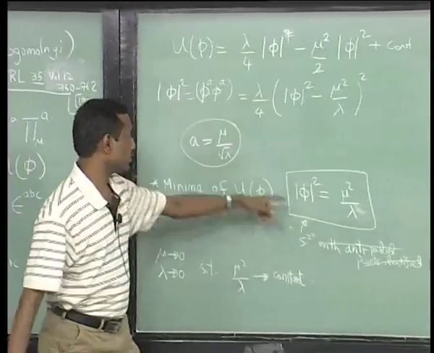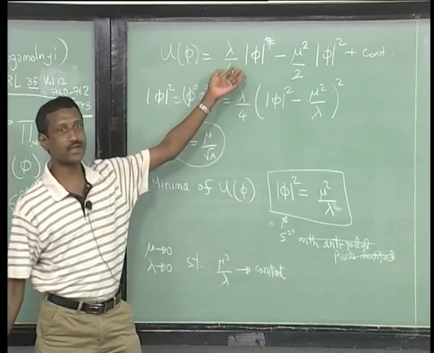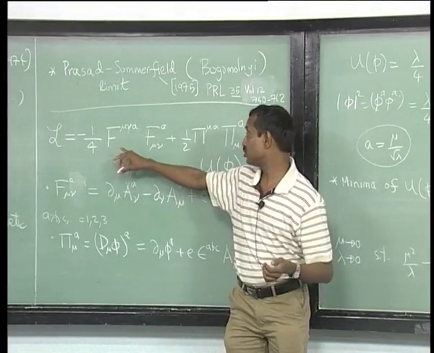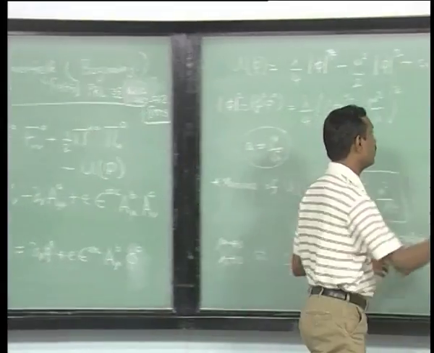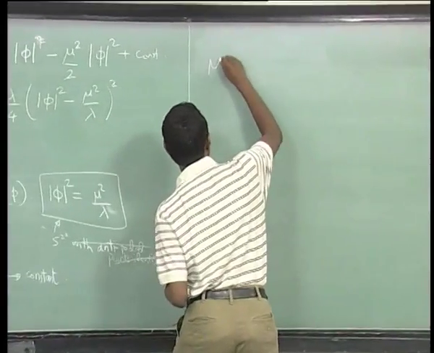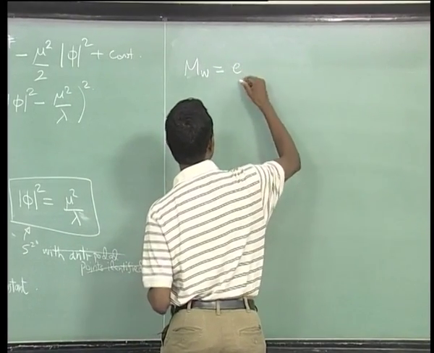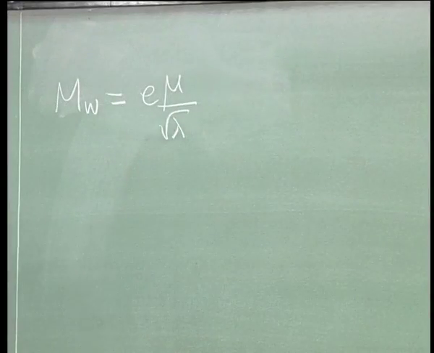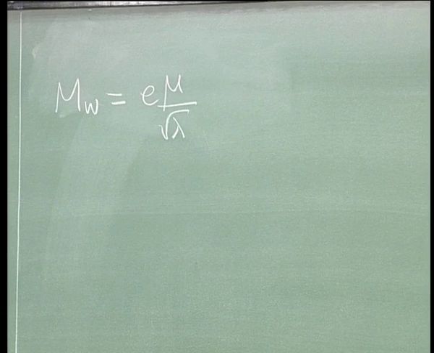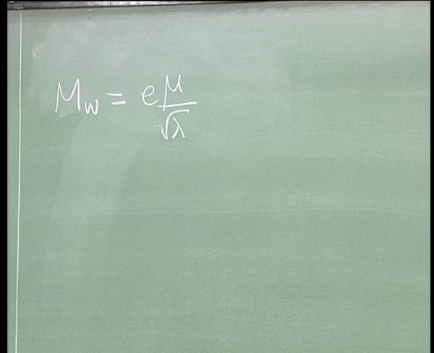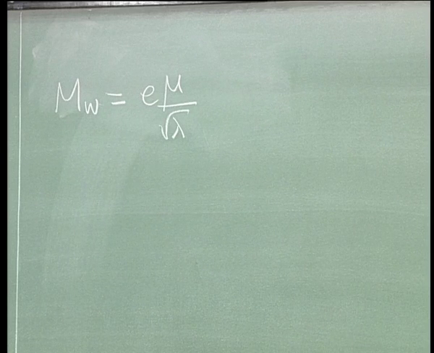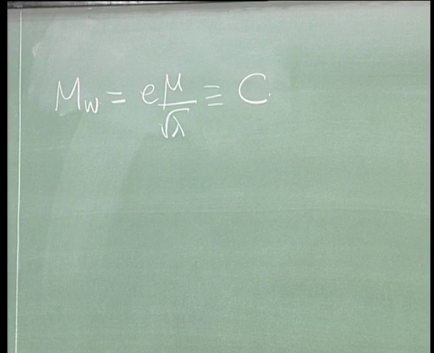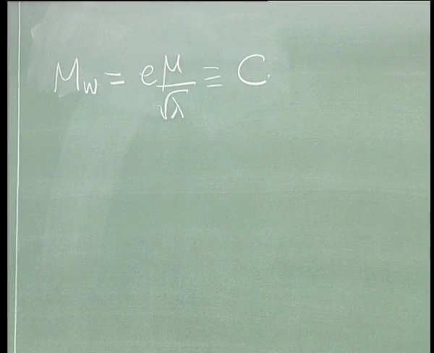So the thing is that if you do our analysis, exactly through the Higgs mechanism, we will find that two of the Higgs bosons become massive, two of the vector fields become the analog of W plus and W minus. Okay, so M_W will be e times a, but what is a? It is mu by square root of lambda. Okay, and Prasad and Sommerfield define this constant to be C, I think. So C is the constant defined. Okay, so it's the mass of the W boson.